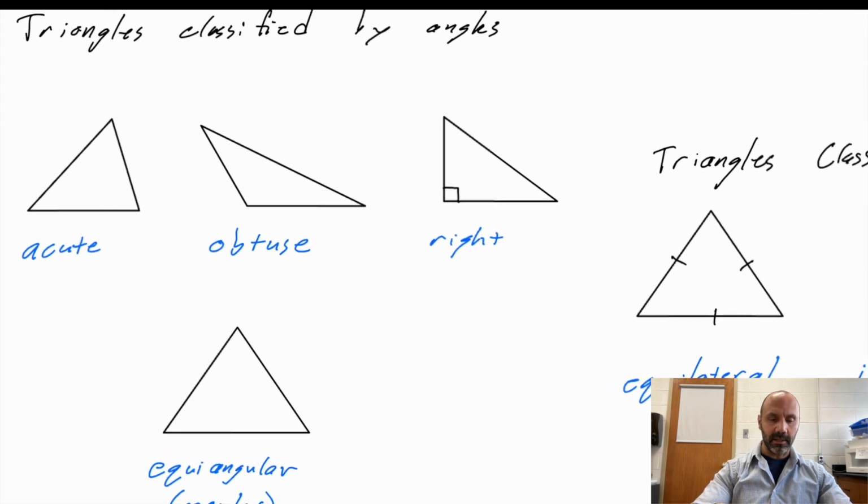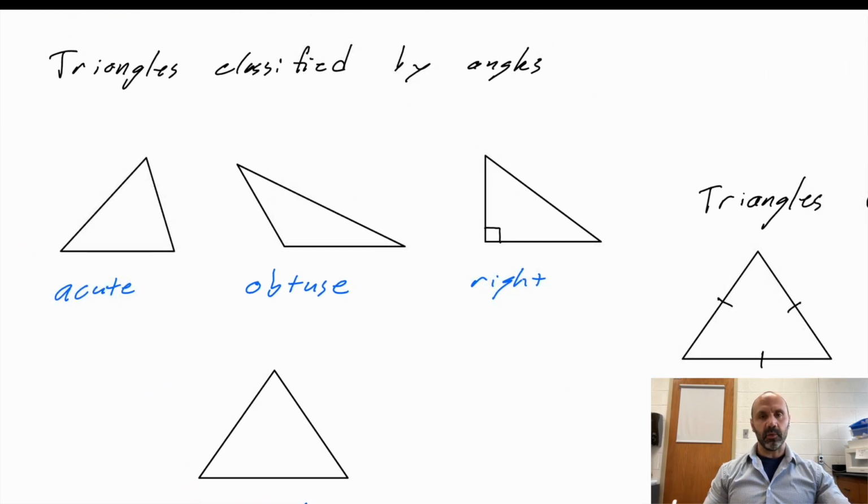The first way that we can classify triangles, we can start to give them names, types of triangles, is by classifying them according to their angles. In a triangle, if all of the angles are acute, again, acute means less than 90 degrees. So if all of the angles are less than 90 degrees, that's an acute triangle. If one of the angles is bigger than 90 degrees, it's called an obtuse triangle.